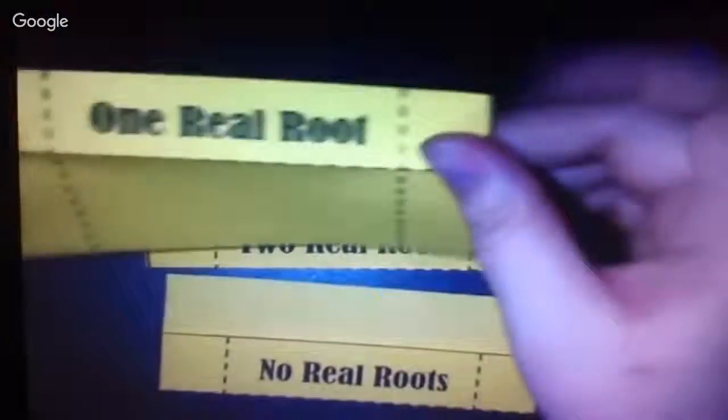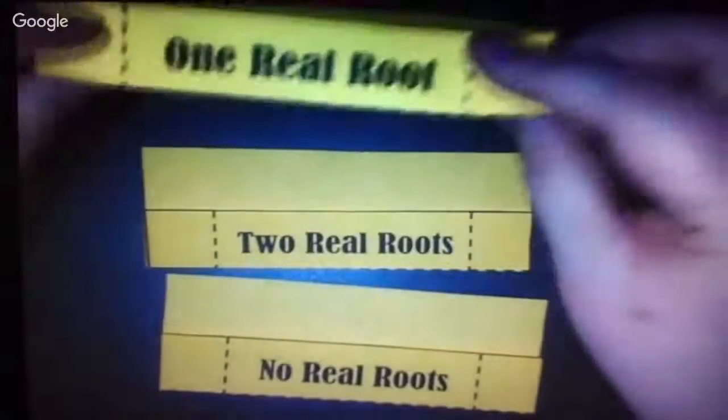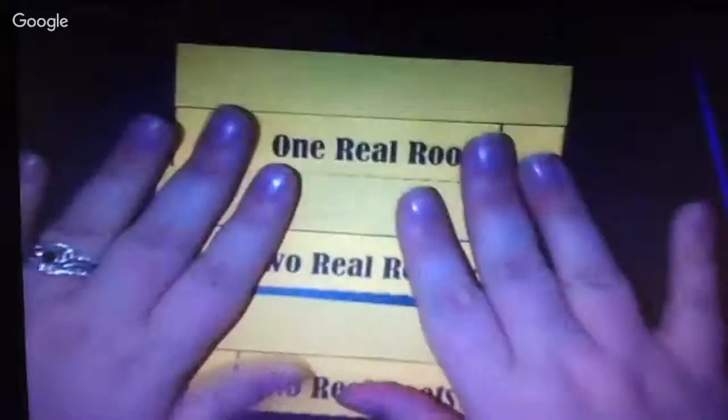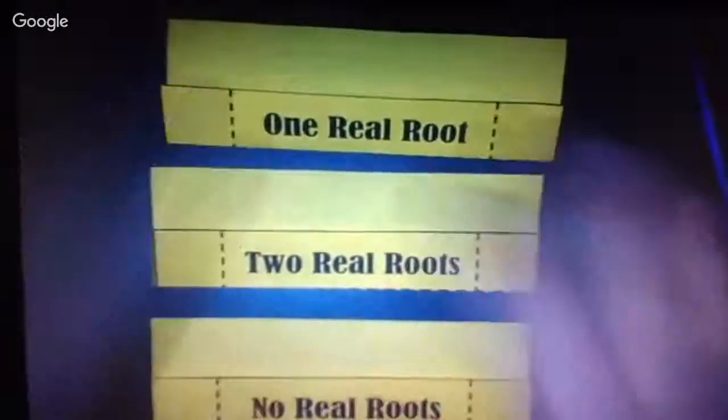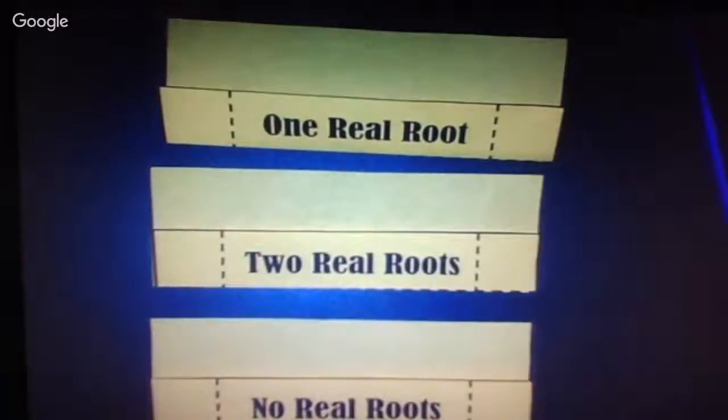Okay, once you glue that in, I want you to take these 3 pieces and fold them along that long dotted line so they all look like this. The dotted line underneath the words. Fold it along that dotted line, please.